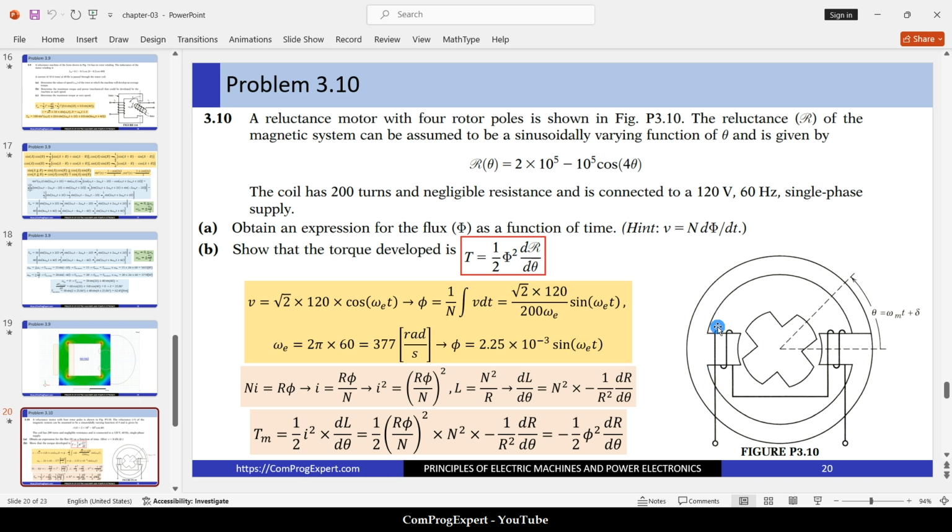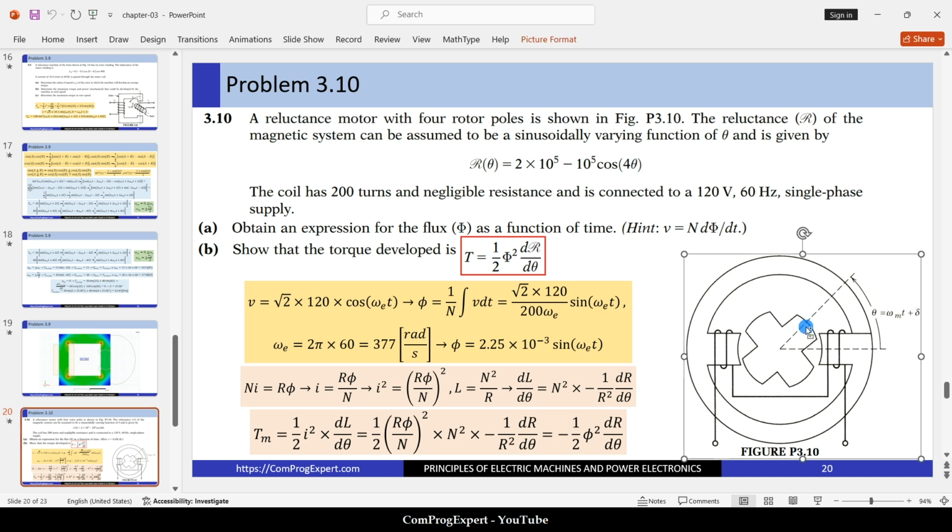Also, we have this coil, right? For the stator, half of the coil is here and the other half is here. Actually, we have half of the ampere turns here and the other half here. The reluctance of the magnetic system is given by this function. We have a constant term and a term that is a function of theta, the rotor position.